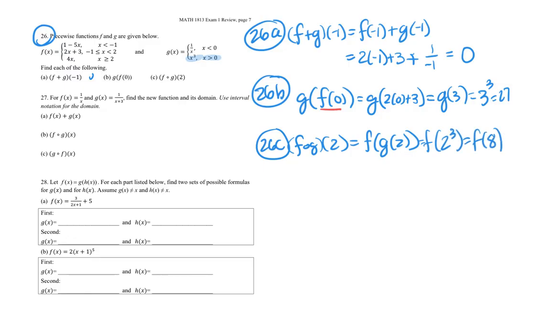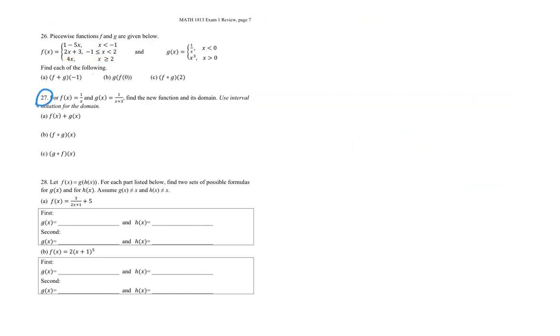And then to evaluate f of 8, again, I'm going to look over here at my function and I see where is 8. 8 is greater than or equal to 2. So I'm going to use that function for x. So this is equal to 4 times 8, which is 32. Okay, so that's 26. I'll move on to 27.